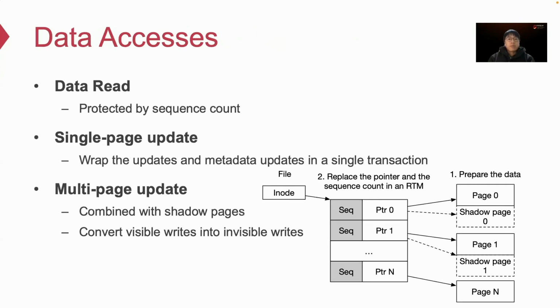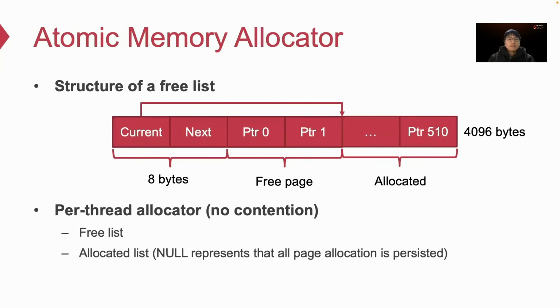For file data, we add a sequence count before each pointer and use the sequence count to protect data read. For data write, a single page update is performed directly, wrapped in a transaction, while multi-page updates need to allocate new shadow pages for the data and then copy the new data to the shadow pages. Pointers and corresponding sequence counts are updated atomically in an RTM. Next, we design an atomic memory allocator to prevent a memory leak after a crash.